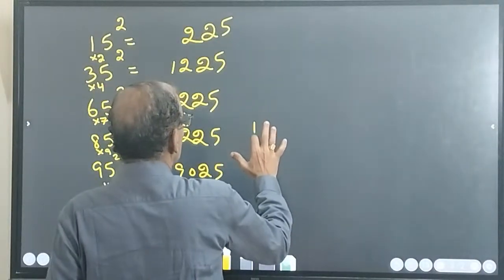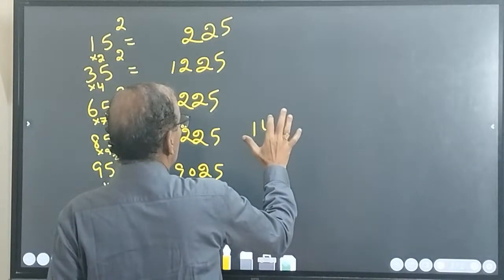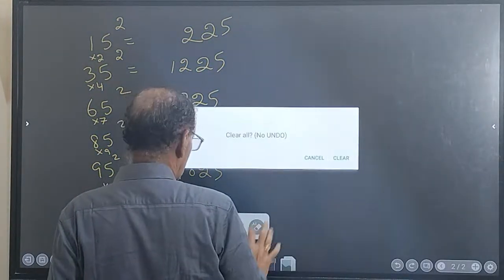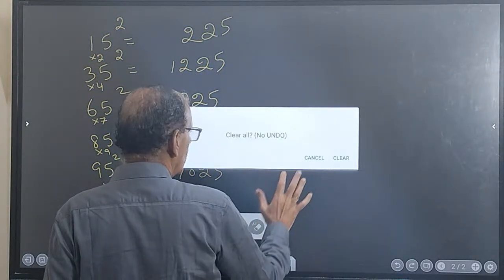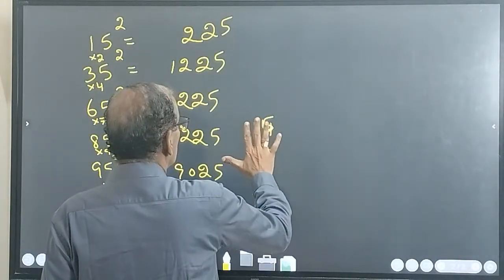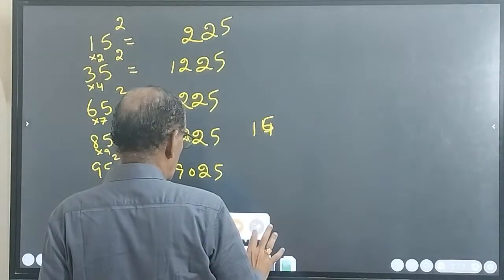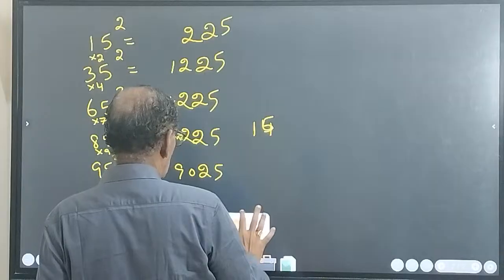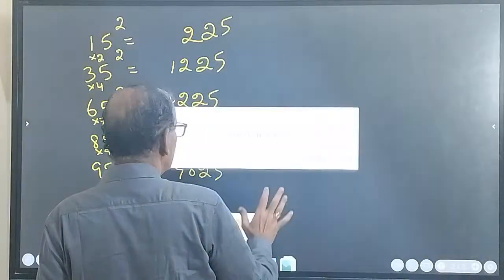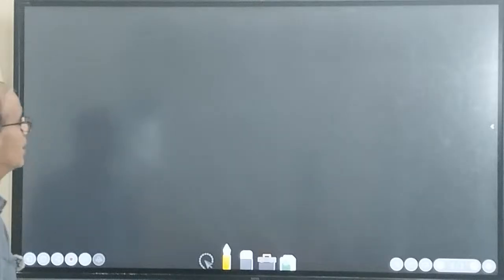Okay. Suppose you want to find 15 square, we have already found out, right? Okay, this is how you have to find out for any number ending with 5.